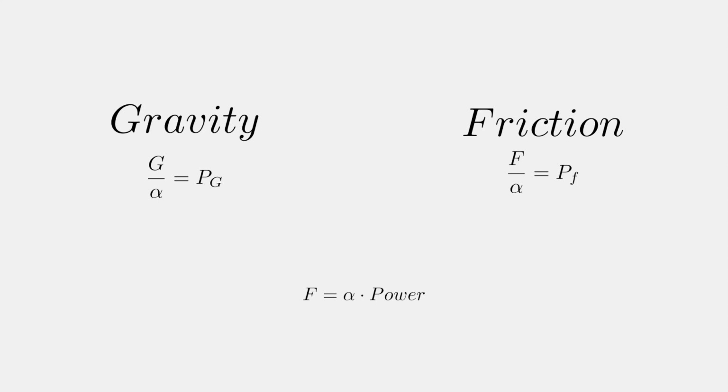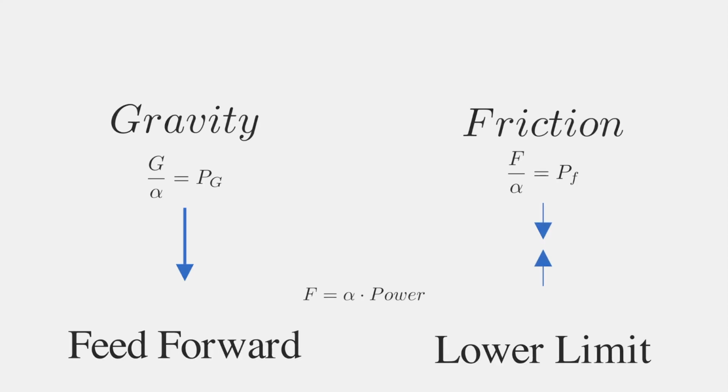But there is one key difference between gravity and friction. Gravity will always be in the same direction, but friction will always be in the direction of movement. For this reason, we break this down into two separate components, feed forward and lower limit.